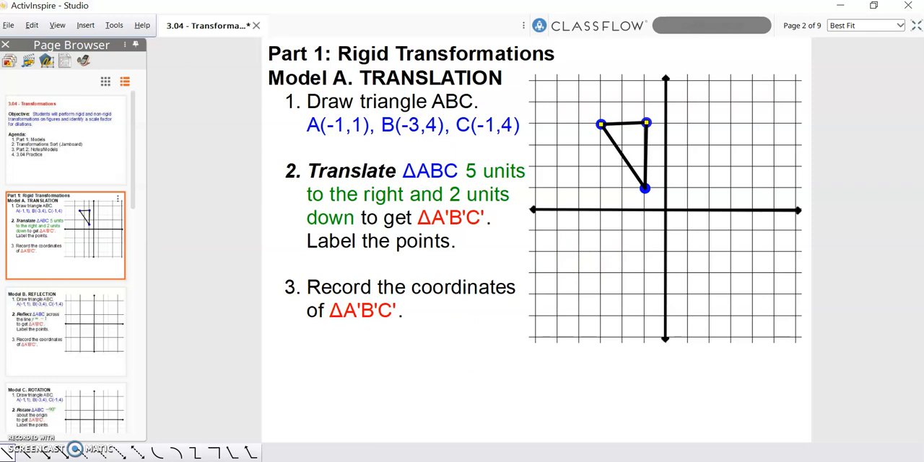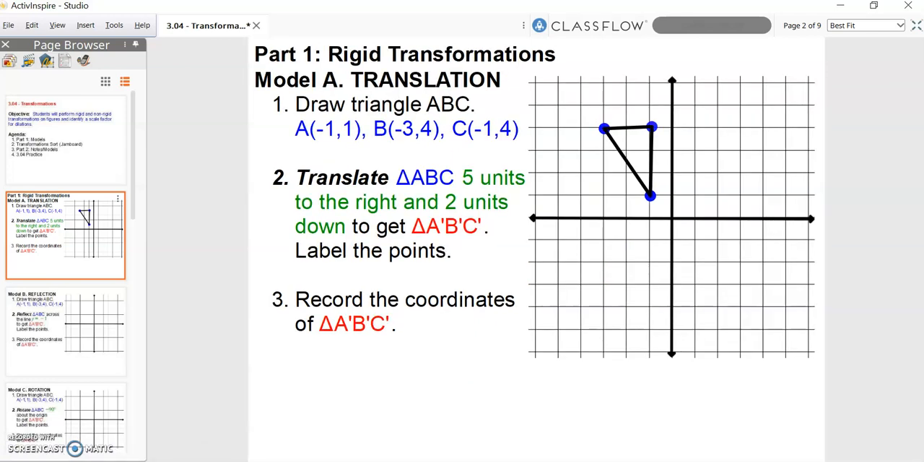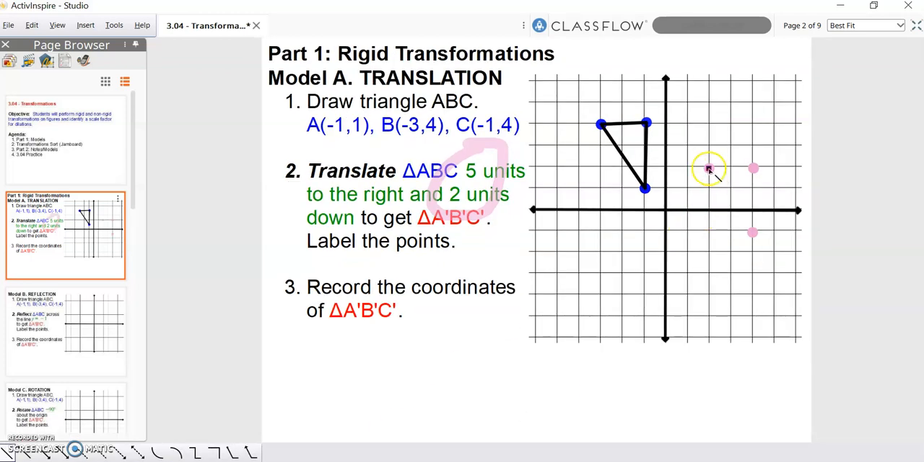So we're going to translate. Choose a different color. Go pink. Translate triangle ABC 5 units to the right and 2 units down. So take each point individually and do this translation. 5 to the right, 1, 2, 3, 4, 5, and 2 down. That's our first point up here. This point, 1, 2, 3, 4, 5, 1, 2. And then finally our last point, 1, 2, 3, 4, 5, and 2 down is right here. And then you will connect the dots.